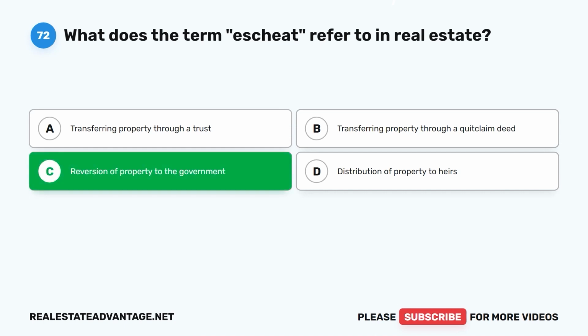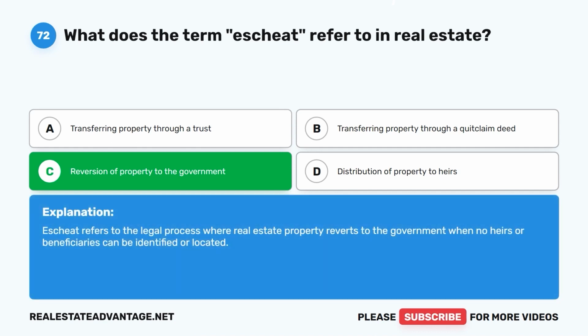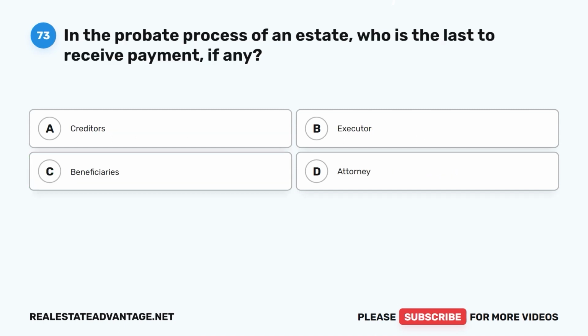The correct answer is C. Reversion of property to the government. Escheat refers to the legal process where real estate property reverts to the government when no heirs or beneficiaries can be identified or located.